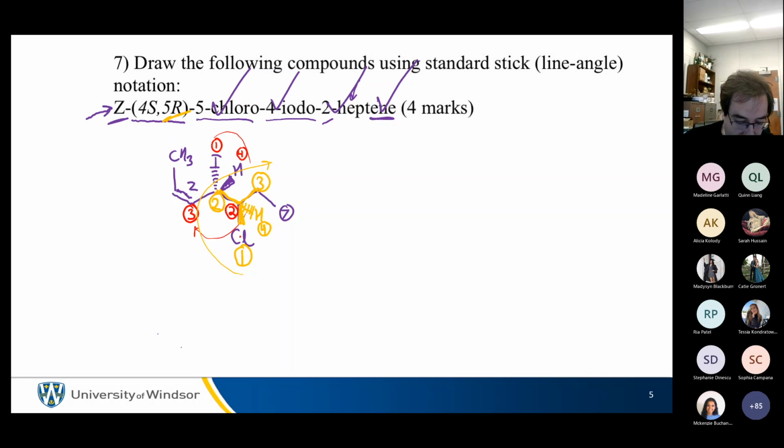This is my little sketching to myself, so I might redraw it, because I want a nice neat drawing to hand in, and I don't want anyone to get confused about what I'm seeing. So that would be the full answer to this question. Did I lose anybody with that? Oh, I just didn't want to write CH3.